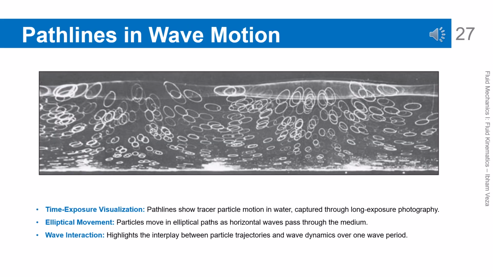Pathlines in wave motion. With long exposure photography, particle paths in waves can be visualized as elliptical curves. This shows the difference between wave propagation and actual fluid particle motion. This visualization helps avoid misconceptions about mass transport in waves. This example emphasizes the importance of pathlines in periodic flow analysis.